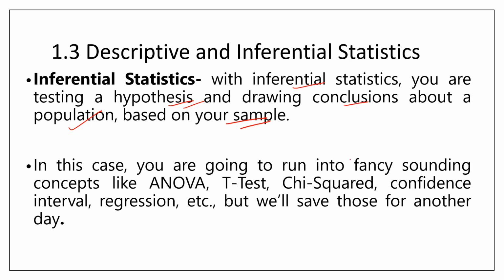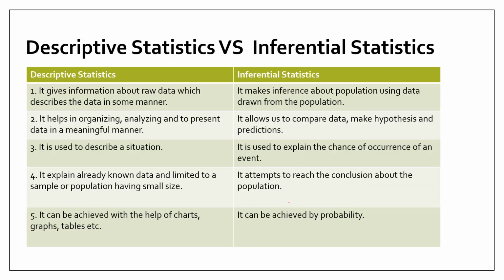In this case we are going to run different statistical tools like ANOVA, t-test, chi-square test, regression, etc. But these things we will study later on. To understand the difference between descriptive and inferential statistics, first remember one thing: when we describe our sample in table form, graph form, chart form, it is called descriptive statistics. It gives information about the raw data, describing the data in some manner. It helps in organizing, analyzing and presenting the data in a meaningful manner.